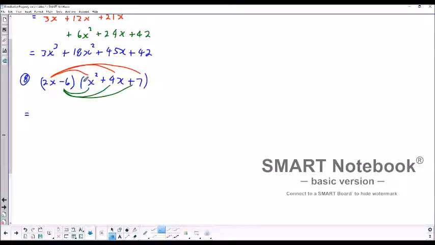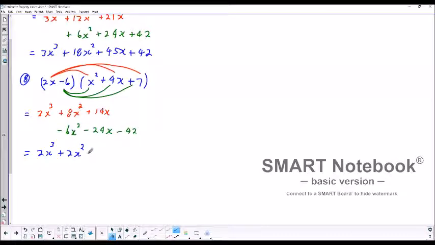So I'm going to multiply 2x times x squared, so I get 2x cubed. 2x times 4x gives me 8x squared. 2x times 7 is 14x. Okay, then negative 6 times x squared is negative 6x squared. Negative 6 times 4x is negative 24x. And negative 6 times 7 is negative 42. And then I'm just going to add up all the like terms in columns here. So we get 2x cubed plus 2x squared, because it's 8 minus 6. And then 14 minus 24 gives us negative 10x. And then negative 42. And because none of these are like terms, we just have to leave it as it is there.